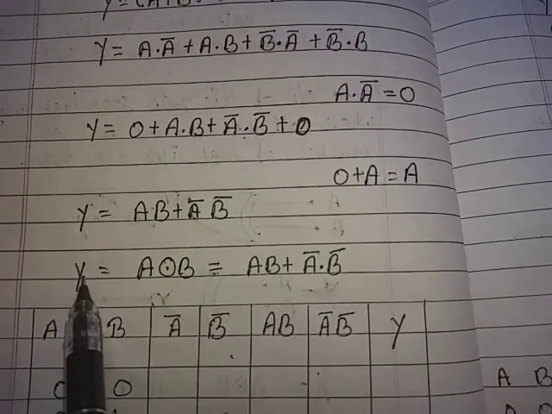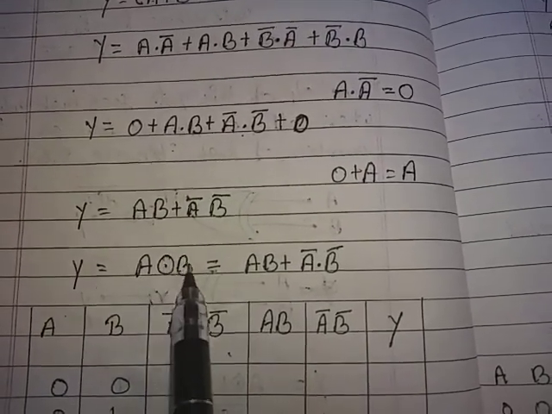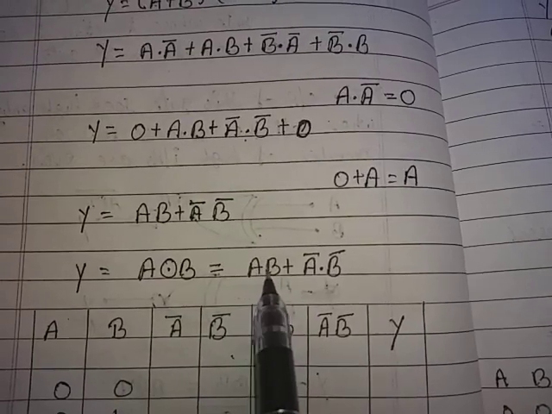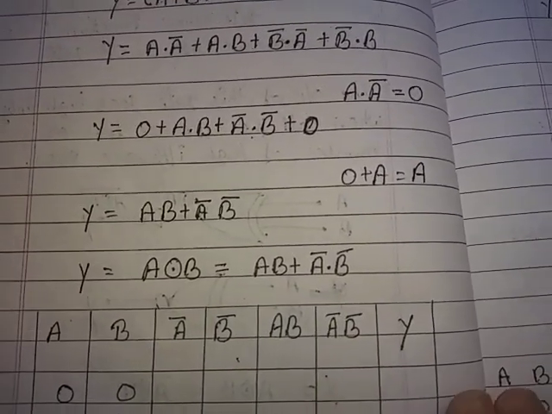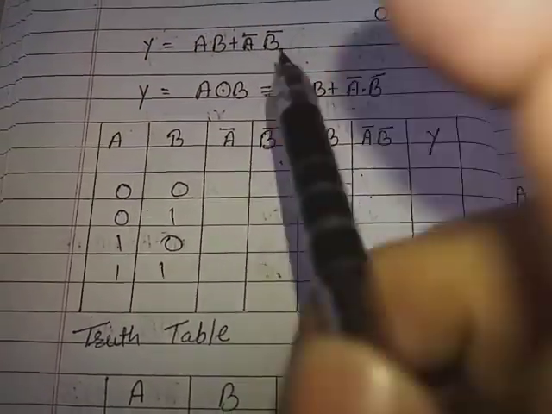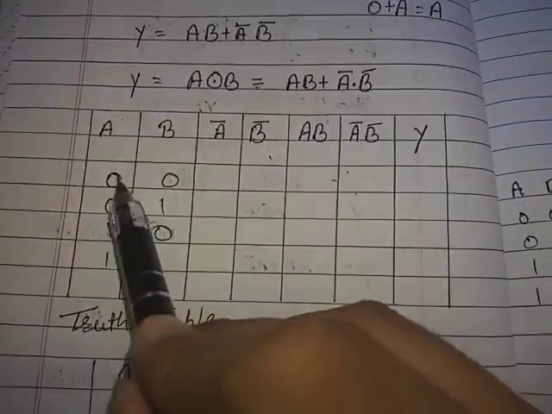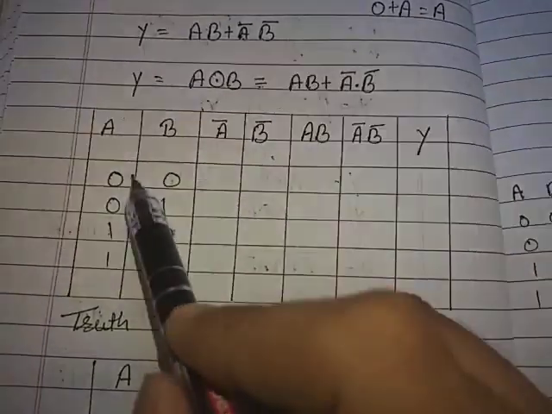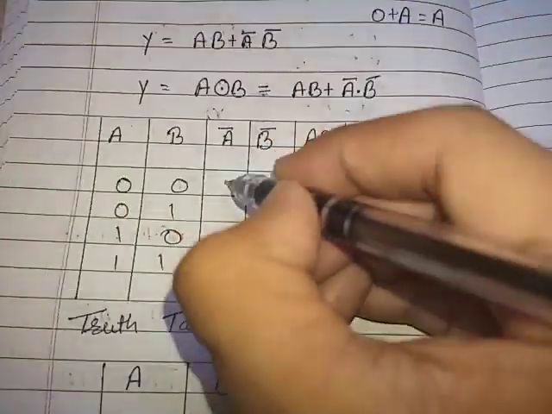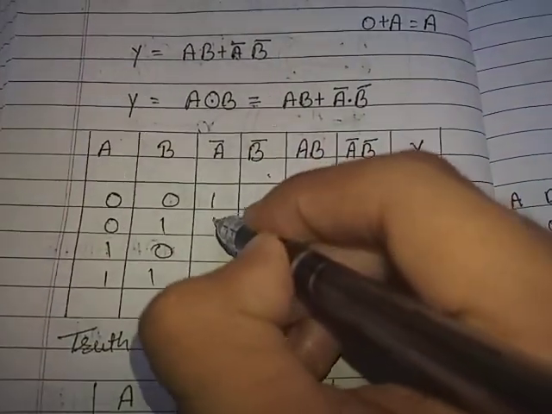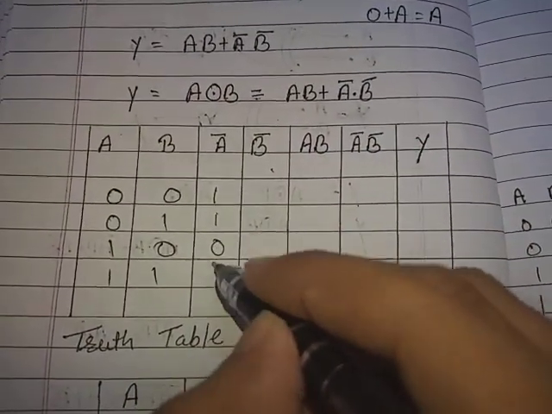So we can say that Y is equal to A XNOR B, that is equal to AB plus A bar dot B bar. Now let's make the table. We have two inputs A and B and their possible combinations 0 0, 0 1, 1 0, 1 1. Now we require A bar, so 0 will become 1 and 1 will become 0.